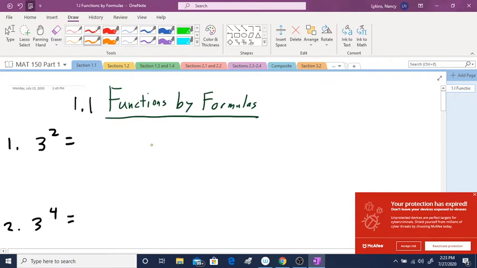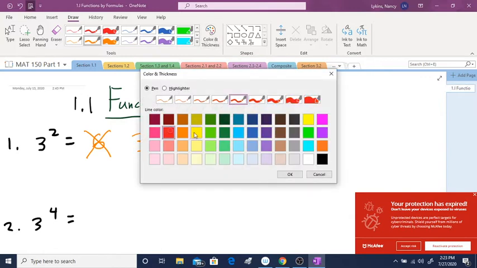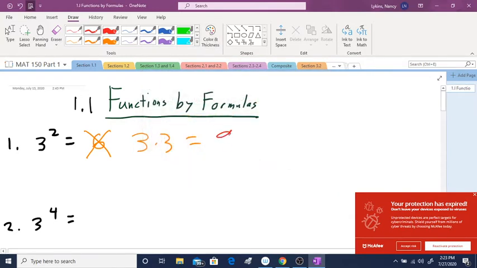One is 3 squared. Now, with 3 squared, the common mistake is to say 3 times 2 is 6. That's not what this means. What 3 squared means is that you have 2 3's that you're multiplying. In this case, 3 times 3 is 9.